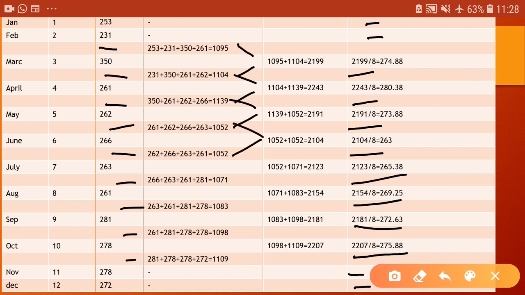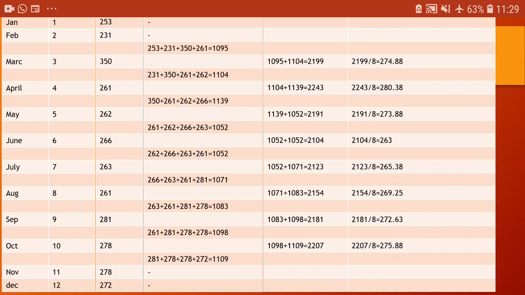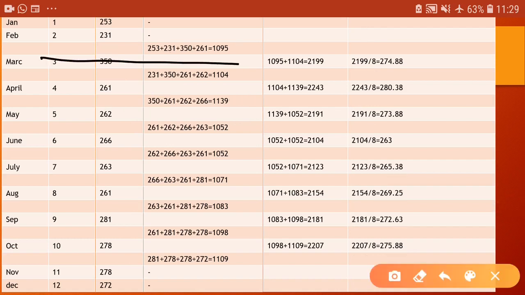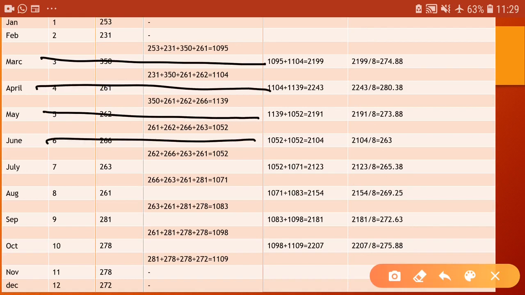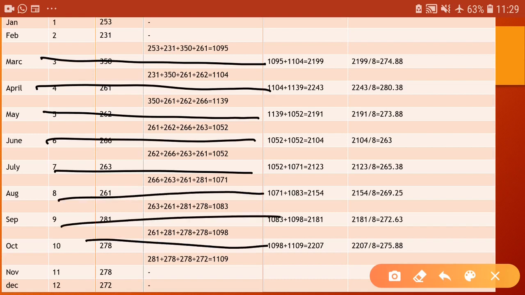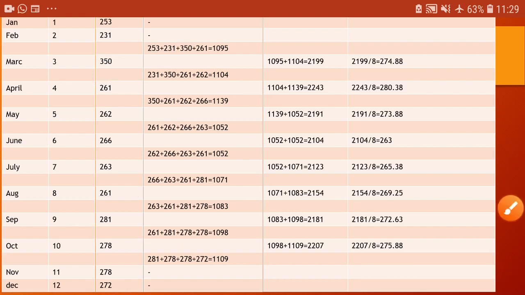And when you are combining, it should be against a parallel line. It should be like this. See, March, April, May, June, July, August, September, October.